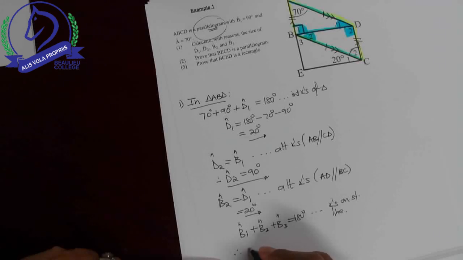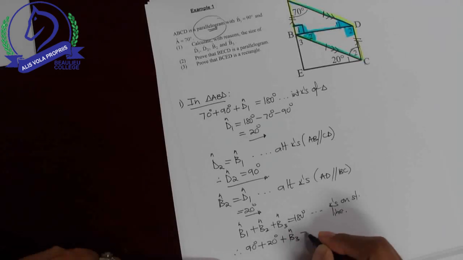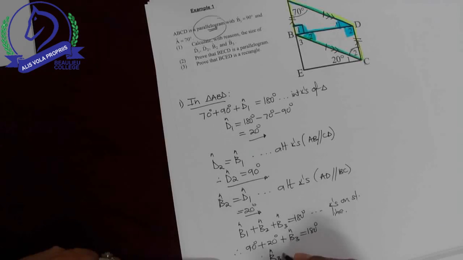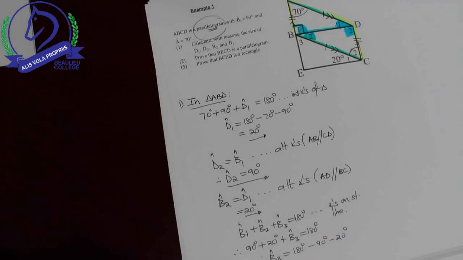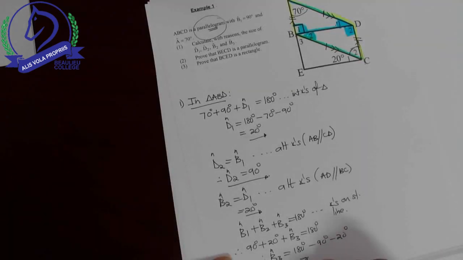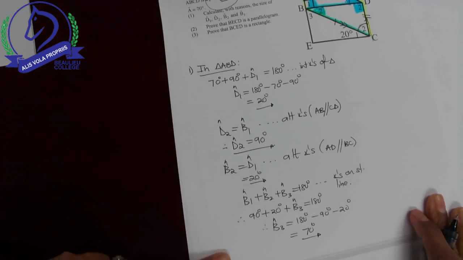Therefore, B1 is 90, B2 we just worked out as 20, and B3 is unknown. So therefore, B3 is equal to 180 minus 90 minus 20, and that is equal to 70 degrees. So 70 plus 20 is 90, 90 plus 90 is 180. And that gives you question 1.